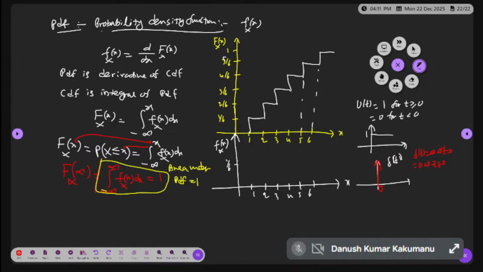See, what is the step derivative? Impulse. Here one step is there. What is the derivative of this? Impulse. This derivative also impulse. They're all impulses. This is called an impulse train. These are continuous impulses.